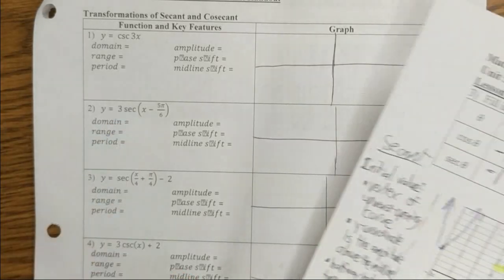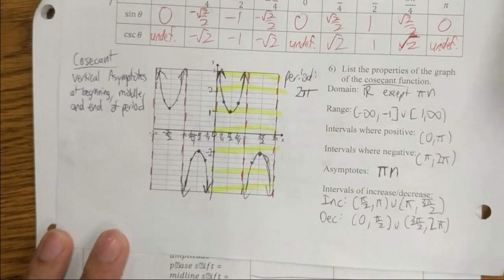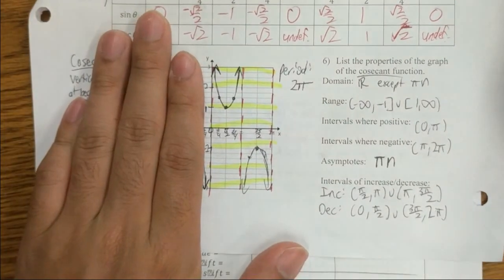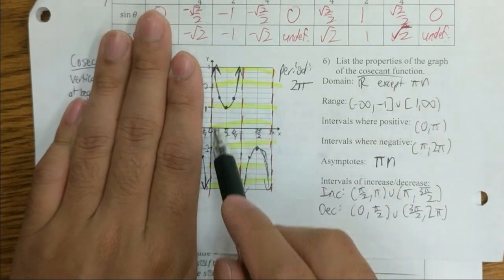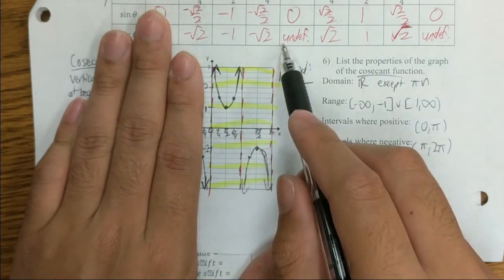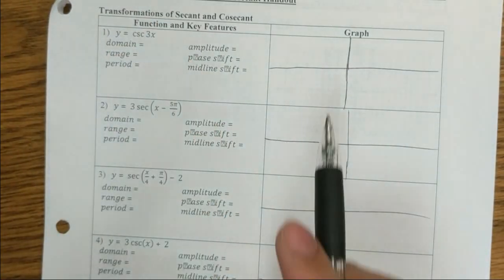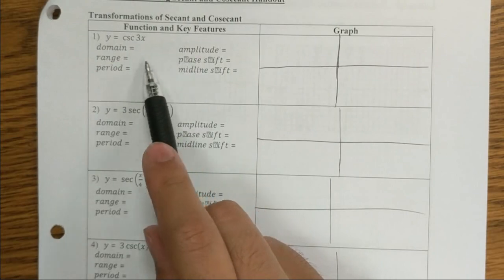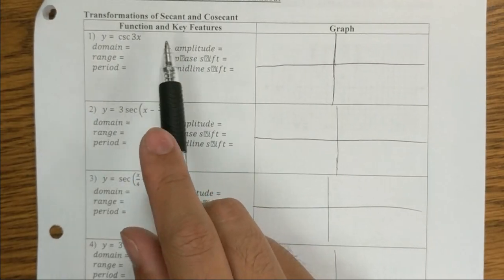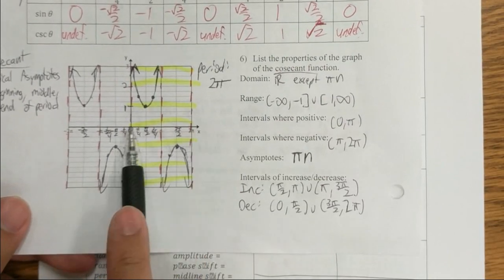So to graph cosecant, I look at the parent function, and I see that if I look at this period, there's a vertical asymptote at the beginning of the period, the middle of the period, and the end of the period. Okay, so there's no phase shift, so the only thing that can affect the vertical asymptotes is the period. And again, the parent function period is 2 pi.